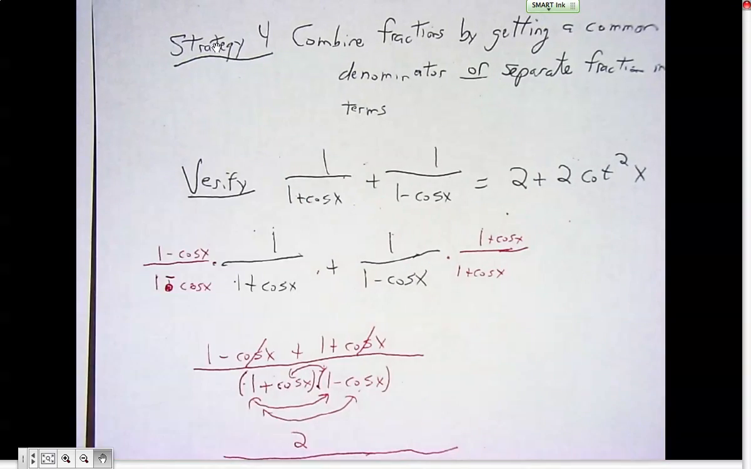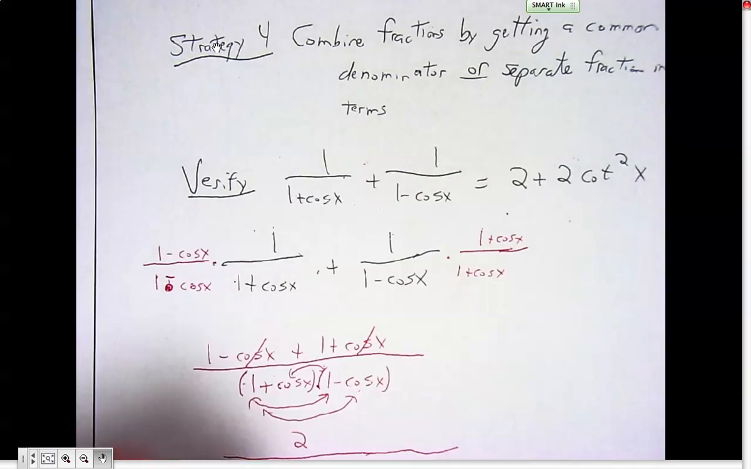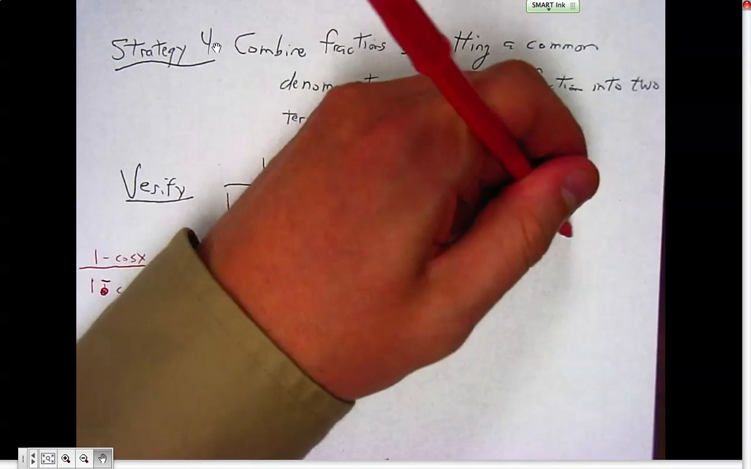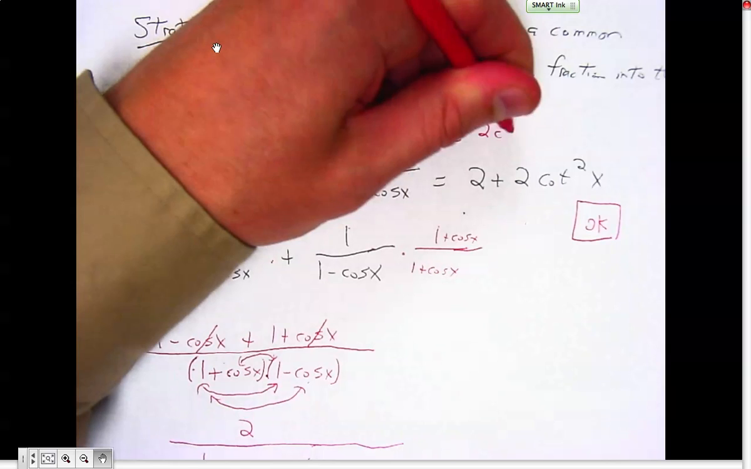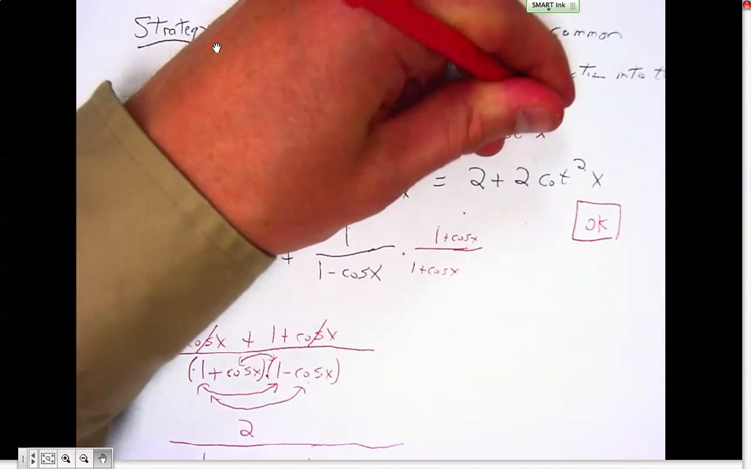I had the left-hand side, I simplified it to something, and I simplified the right-hand side to the same thing. And so I do truly know that those two things are both equal, and not only are they equal to each other, they're both equal to 2 cosecant squared of x. So that's a tricky one.